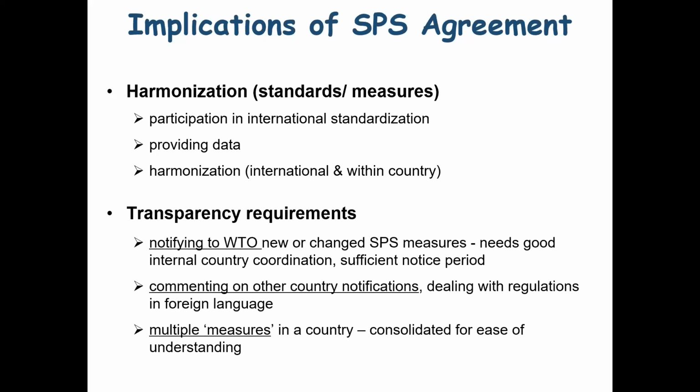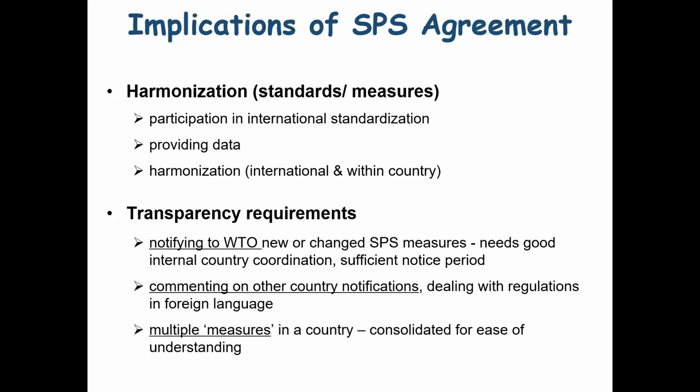The second area, transparency requirements. So here, one of the basic concerns is that countries need to notify to WTO, as mentioned, any new or any changes in SPS measures. But again, it is not only the health ministry or the agriculture, there could be any other organizations. For example, the EIC may be coming out with some regulations. It could be AgMark, which comes out with something.